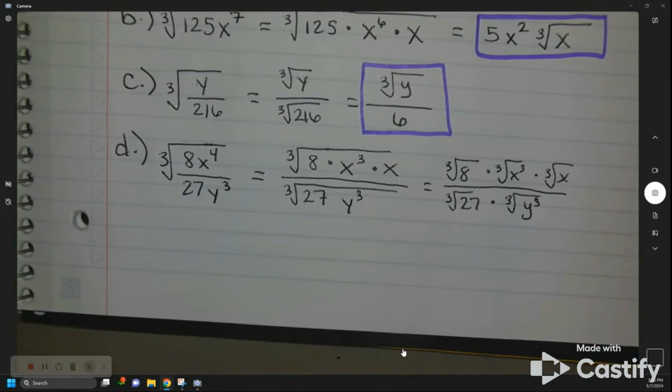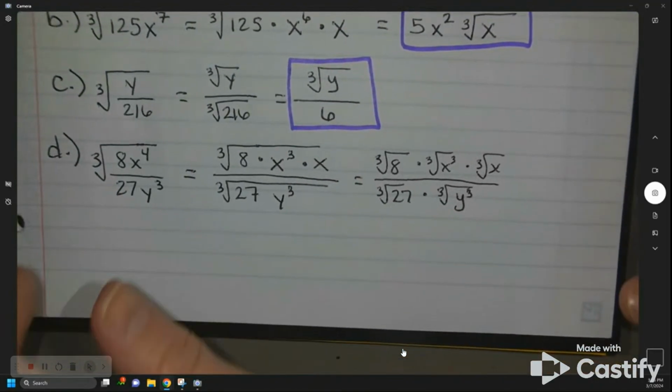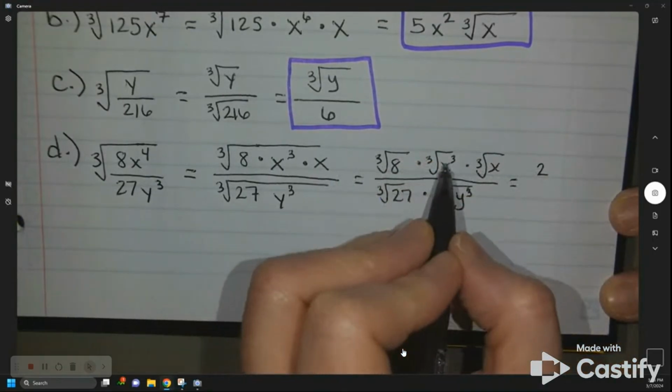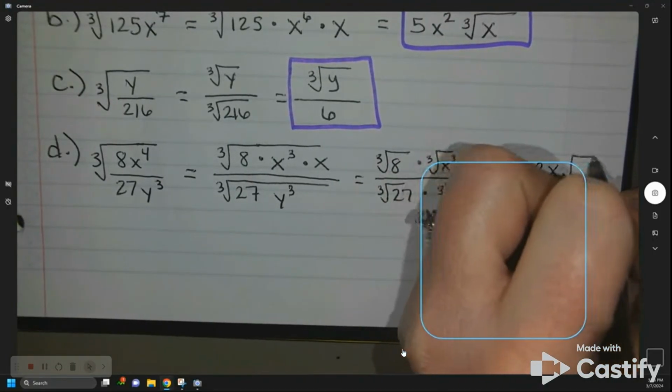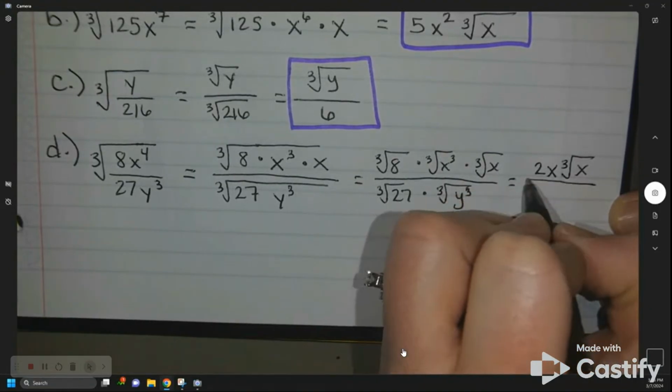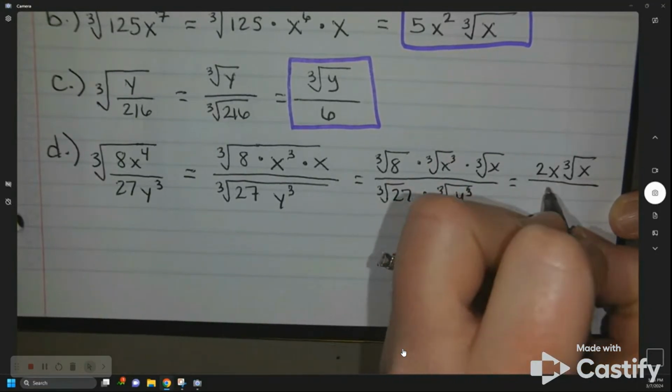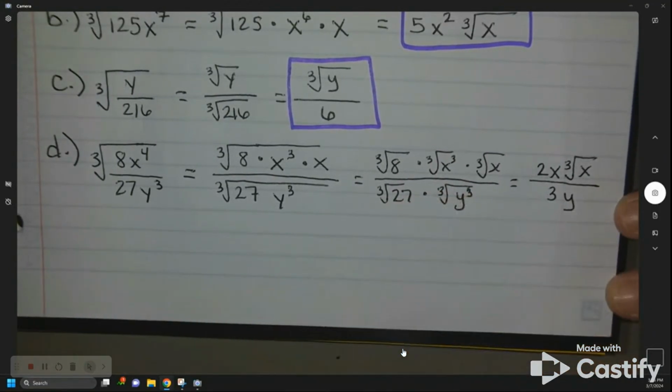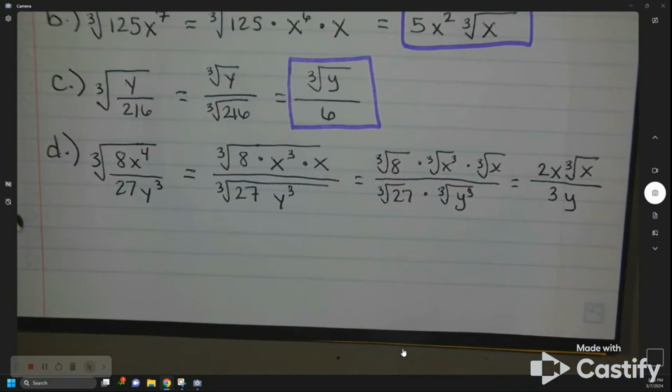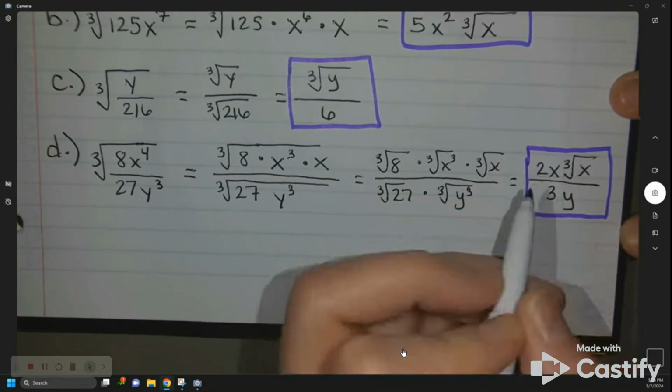All right, so we're going to simplify from here. The cubed root of 8 is 2. The cubed root of x cubed is x, times the cubed root of the other x, over the cubed root of 27, which is 3. And the cubed root of y cubed is y. So 2x times this cubed root of x over 3y is the most simplified version for that question.